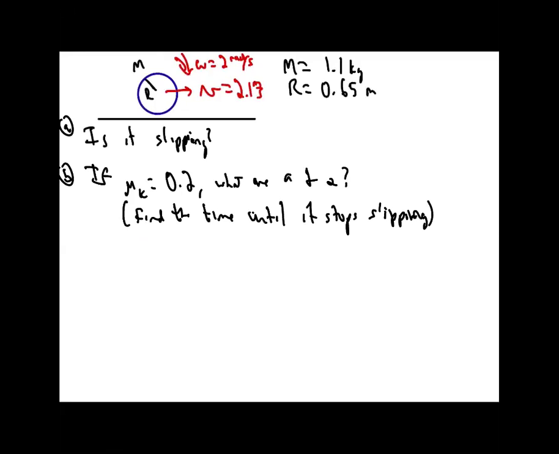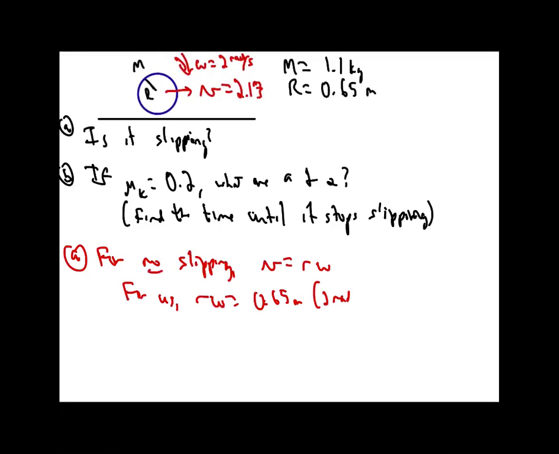But how would we know if it's slipping? So we know that for no slipping, we need V equals R omega. So for us, R omega is 0.65 meters times 2 radians per second, which is 1.3 meters per second. So we know that it is in fact slipping. So yes, it is slipping. This is not equal to 2.1. So yes, it slips.